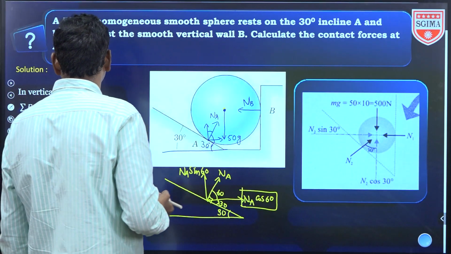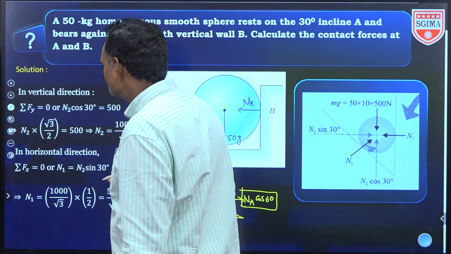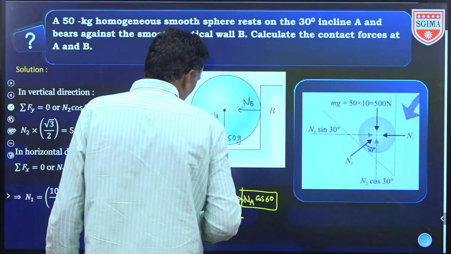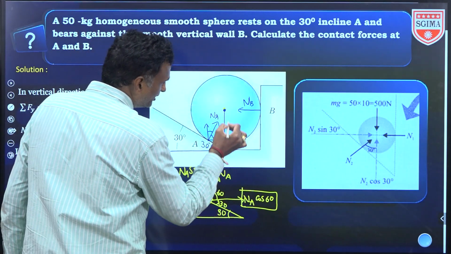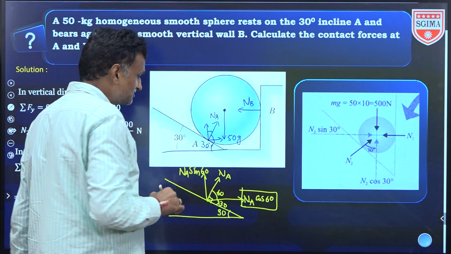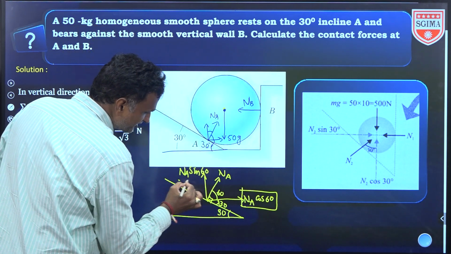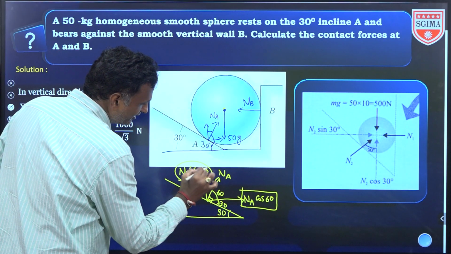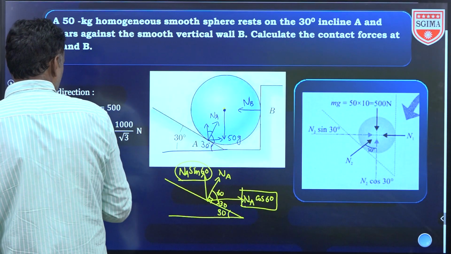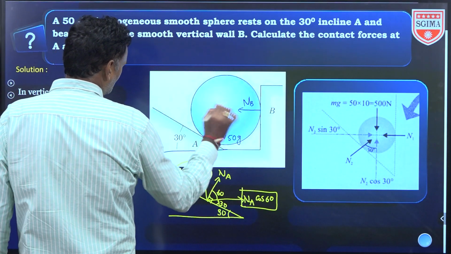So you can see, first the vertical direction we will check. Vertical direction, downward force how much? 50 g means 500 newtons. Upward force means this much, you can see NA sin 60. So now we can take the concept here, NA sin 60 equal to 500.